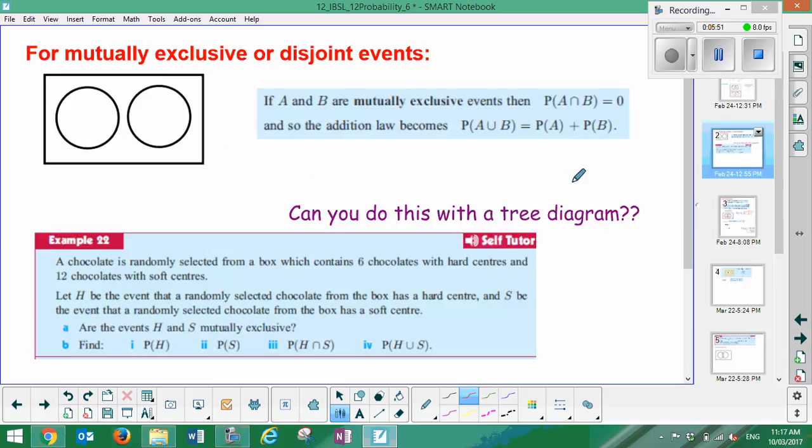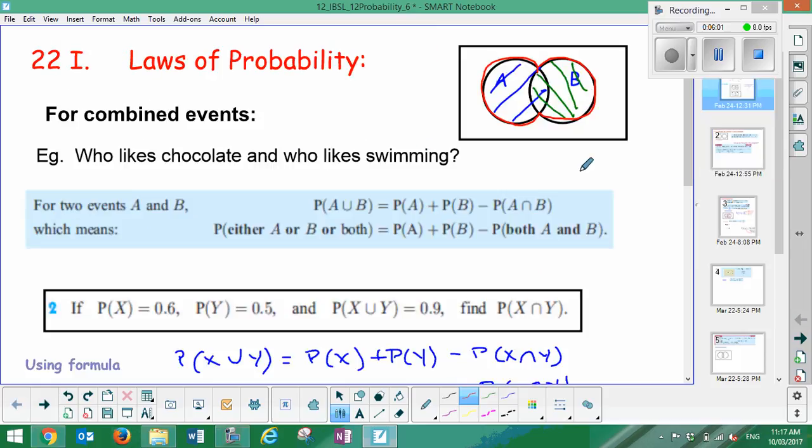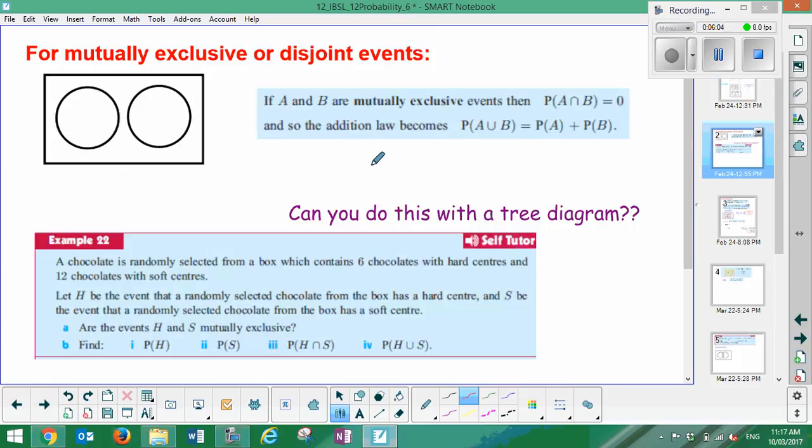Mutually exclusive or disjoint events. So that's when there's no overlap, like we talked about. The last example, there was an overlap. You could like chocolate and you could like swimming. So we could do the same like those who are doing physics in class and those who are doing chemistry, we have an overlap. But there's no overlap in terms of students that do, say, SL and students that do HL. You can't do both courses. You either study SL or you study HL. So they're mutually exclusive. There's no overlap.